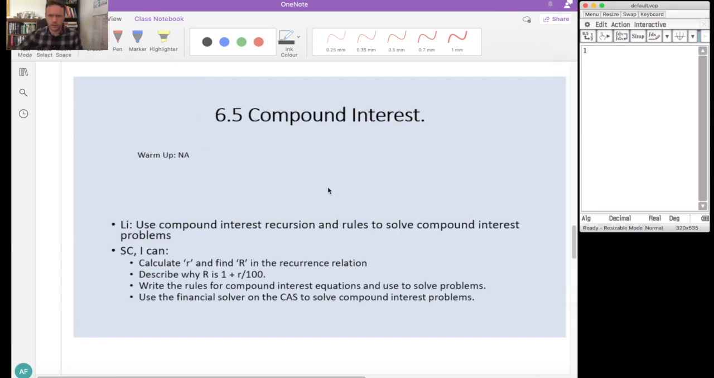Alrighty, good morning, gang. We are hitting compound interest today, the best type of interest because it pays you money on money that you didn't have originally.